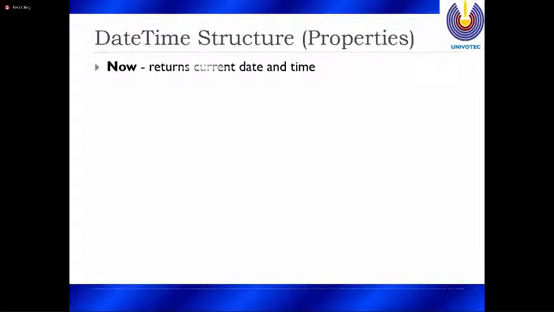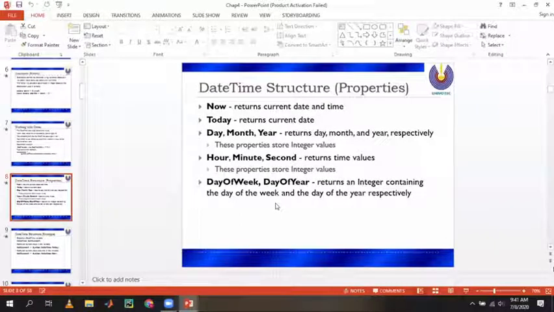Now it's a date time structure property. You can set that date and time as now, which returns the current date and time. What is the date time now? For example, what is the date and time now? It's 9:41. If you want to set that, use system dot date.